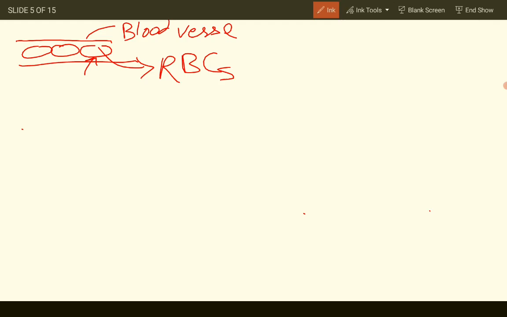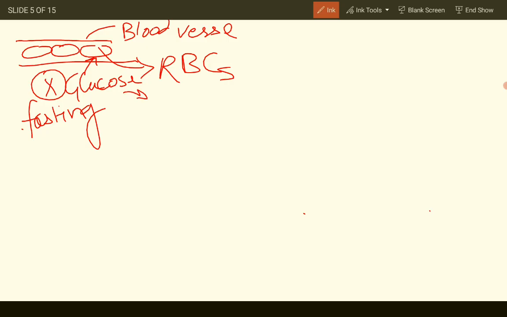In case you haven't eaten, you are fasting, you haven't taken any food, there is no glucose in blood, but we do require some amount of glucose in blood, right? So where would that glucose come from? The tissues will release glucose into the blood. So the opposite effect will happen when you are fasting.